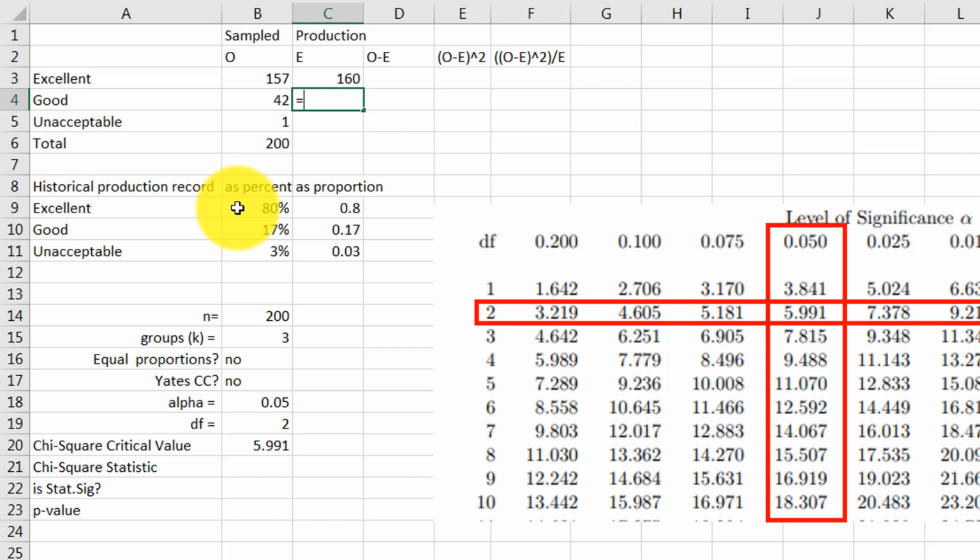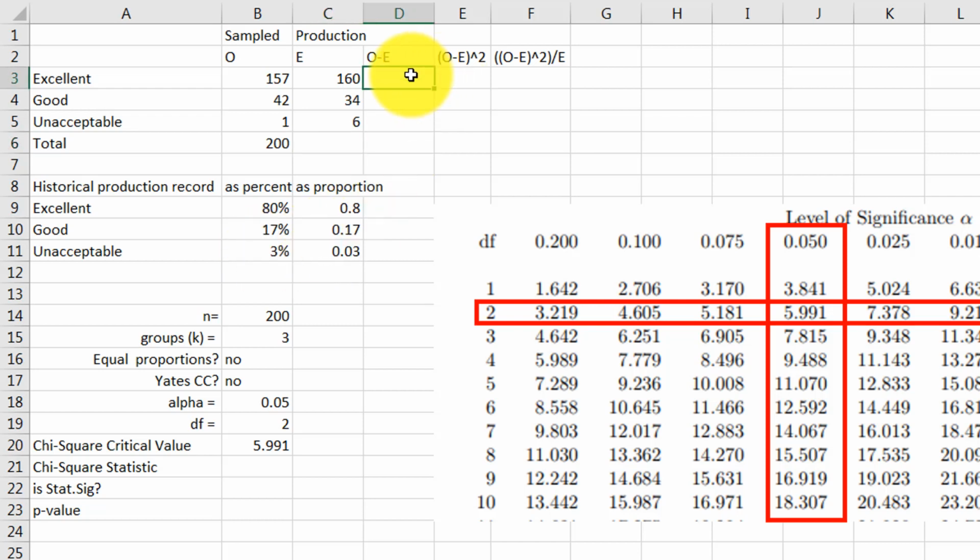Let's go ahead and repeat this for the good. So I'm going to equal sign, click on the 200, multiply by the 17%. And you could type in 17% if you want. I just like doing the cell reference. Click enter. And we should expect to find 34 of good quality. Do this another one, find out the frequency of the unacceptable. Click on 200, multiply by 3%. And we would expect to find 6 of unacceptable quality.